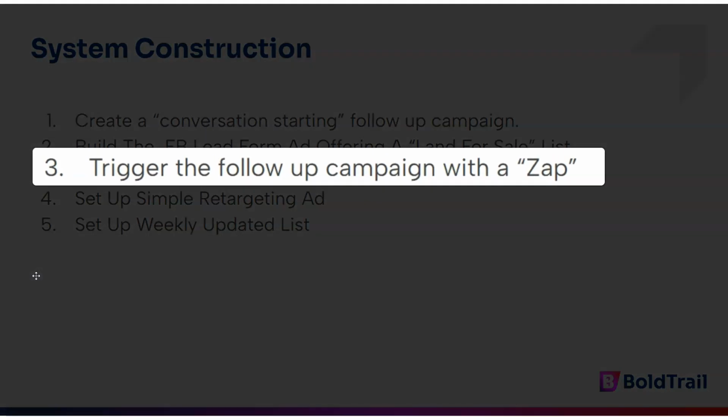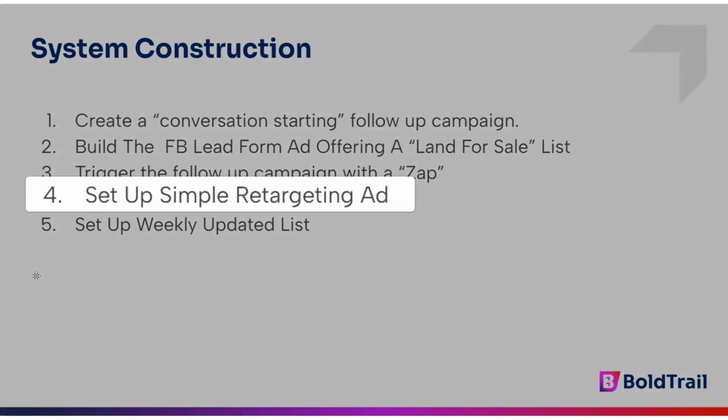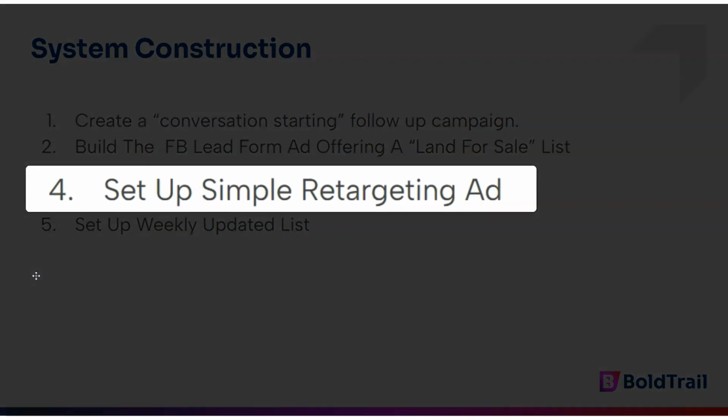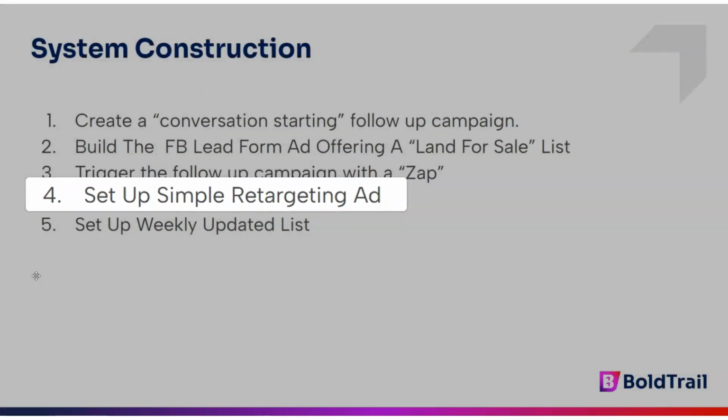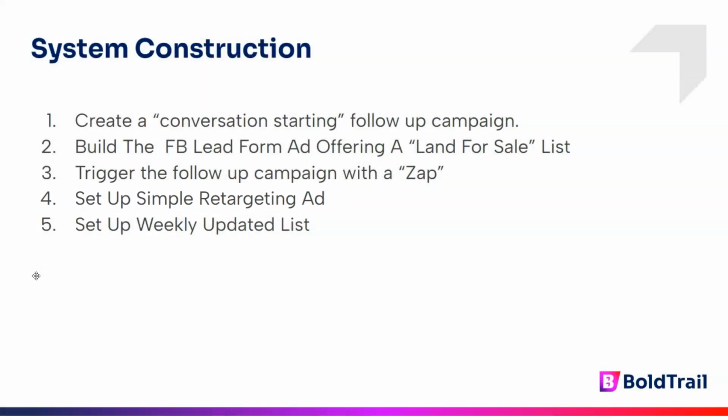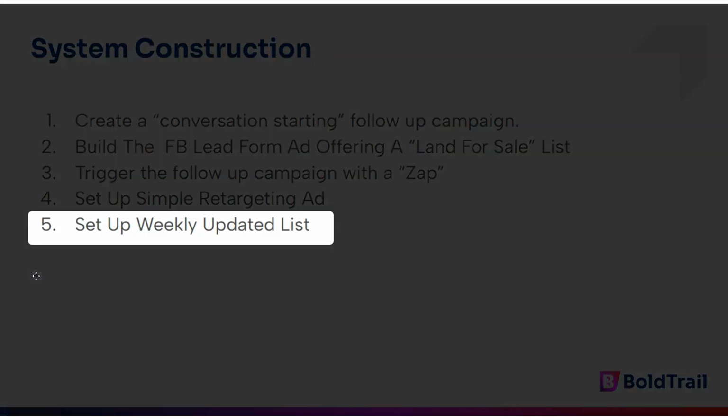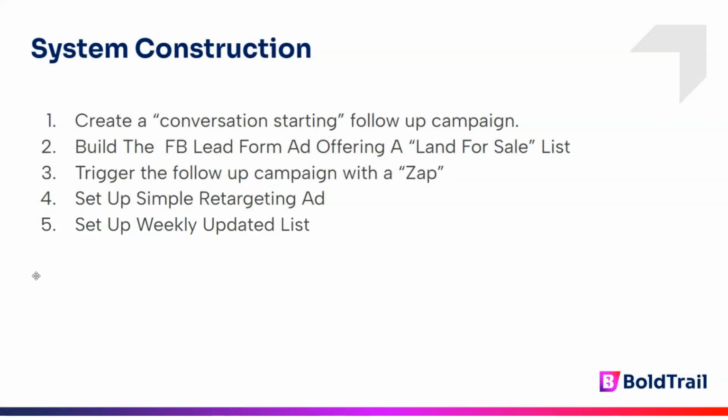We're going to trigger the follow-up campaign with a zap that makes Facebook talk to our CRM. We're then going to set up a very simple retargeting ad that keeps us top of mind and showing up on digital channels with the people who've opted in. And we're going to set things up so that a weekly updated list of our price reduced land listings go out. So now let's hop on in and get that conversation starting follow-up campaign created.